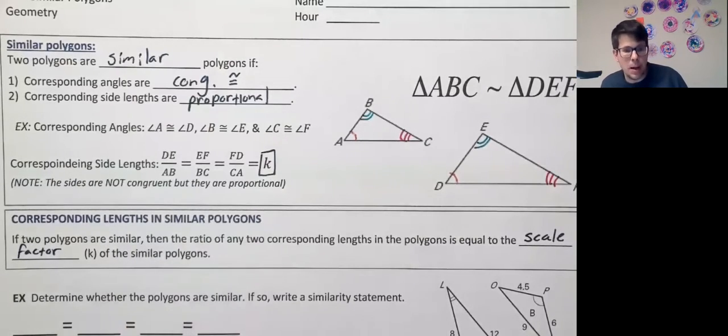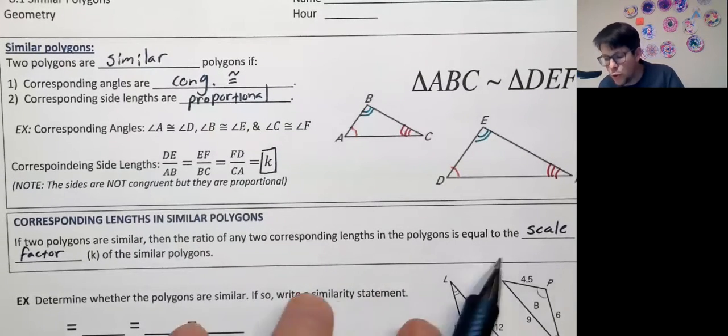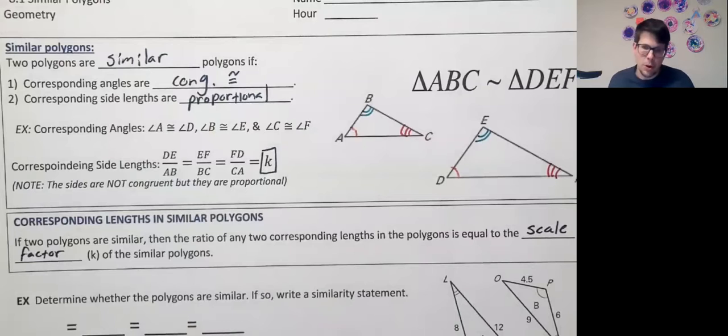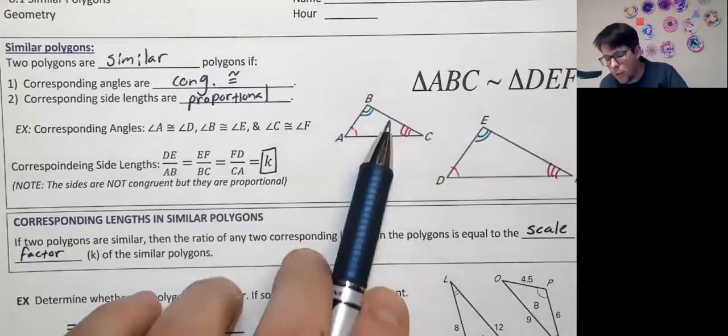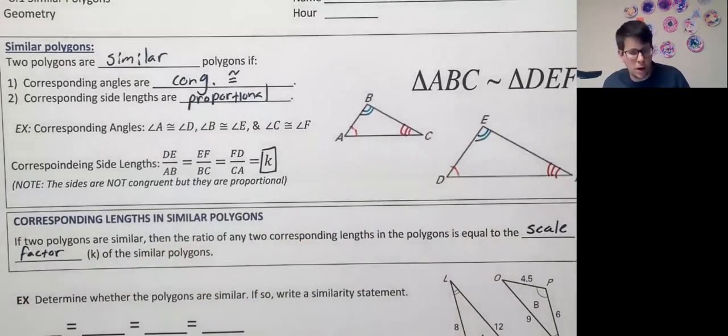Corresponding Lengths in Similar Polygons Theorem: if two polygons are similar, then the ratio of any two corresponding lengths in the polygons is equal to the scale factor, which we call K, of the similar polygons. So that is our fancy name for K. This is called the scale factor, and we can use it to go from our smaller triangle to our bigger triangle, or vice versa. That is the amount of growing or shrinking that we need to do. We're going to call it K, the scale factor.